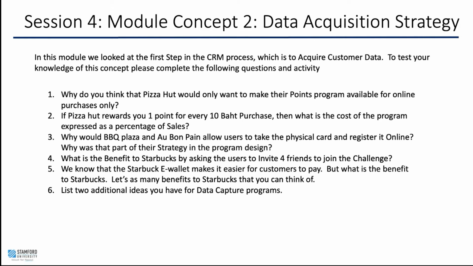Number 3, why would Barbecue Plaza and Al Bon Pan allow users to take the physical card and register it online? Why was that part of their strategy in this program design? Number 4, what is the benefit to Starbucks by asking the users to invite 4 friends to join the challenge? Number 5, we know that Starbucks e-wallet makes it easier for customers to pay. But what is the benefit to Starbucks?